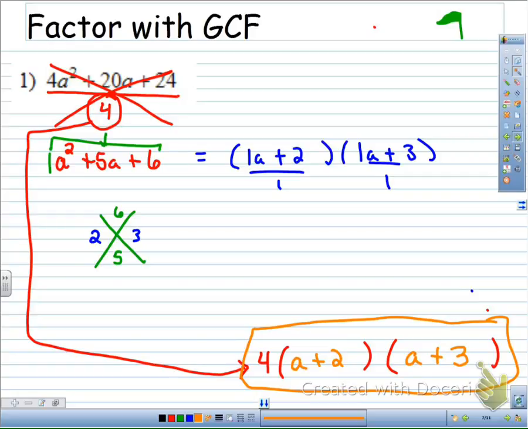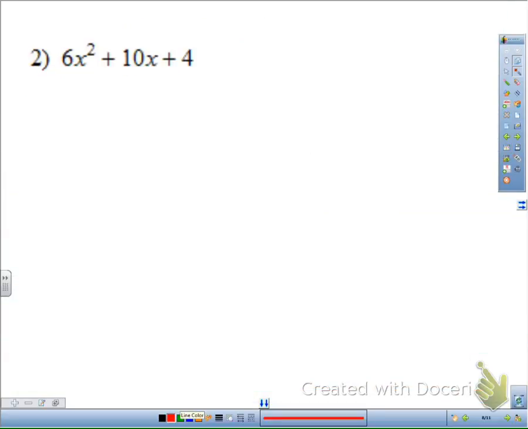Okay? Let's look at another one here. Okay, again, this is going to have something to divide out.